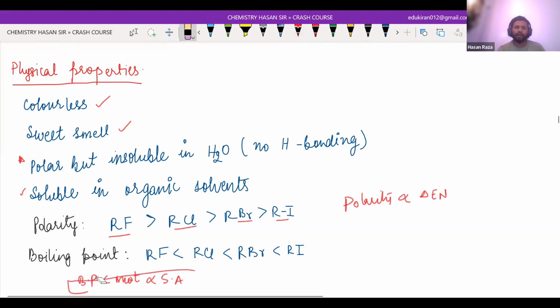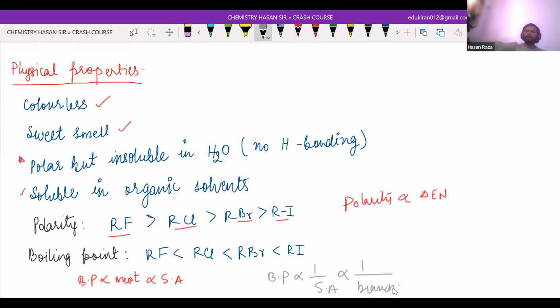And you can also write boiling point is inversely proportional to surface area, or inversely proportional to the compound which has more number of branches. That means if I ask you chloromethane, chloroethane, chloropropane, which one will have the highest boiling point? The one having the highest molecular mass. So chloropropane will have the highest boiling point.